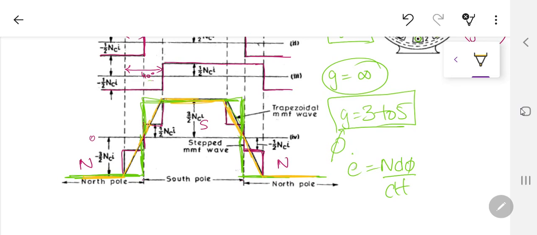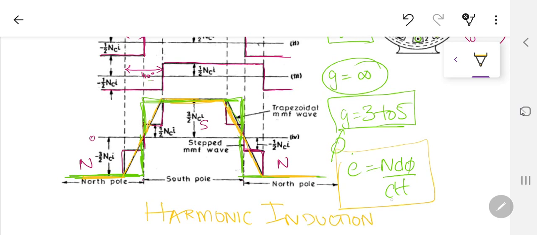So this means that the rotor is going to have some harmonic induced EMF, and these harmonics inside the stator are also going to be present. So this harmonic in the stator and these harmonic induced EMFs inside the rotor are going to give rise to some torques which are going to be called harmonic induction torques. This is very important, and we will discuss this in the next part of this lecture. So these are called harmonic induction torques.